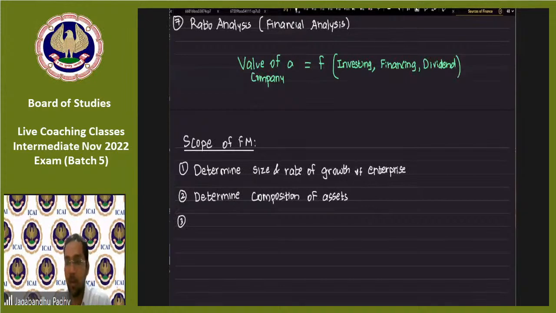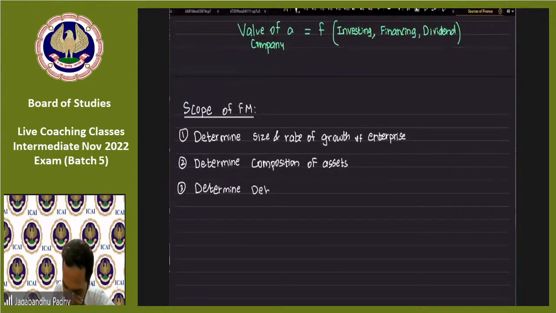Thirdly, I have decided that I want my company's value to be some X number. For that, I need to invest in so many resources. The next question is, how do I get this fund? So the finance manager is supposed to determine the debt equity mix. How much debt, how much equity should I come up with?